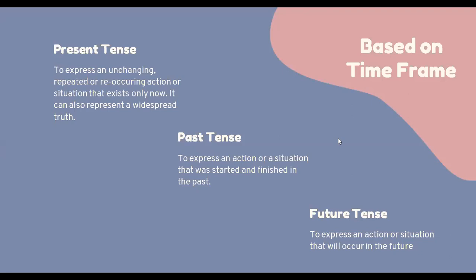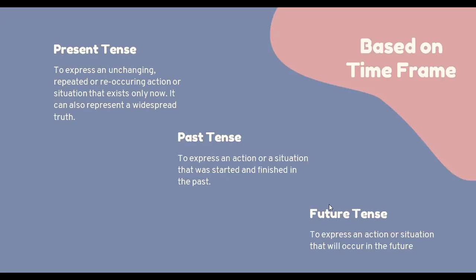And then the third one is future tense. Future tense means to express an action that will take place in the future. So the action has not taken place yet. It is an action that we refer to that will take place in the future. So simply, you all know generally present tense, past tense and future tense.